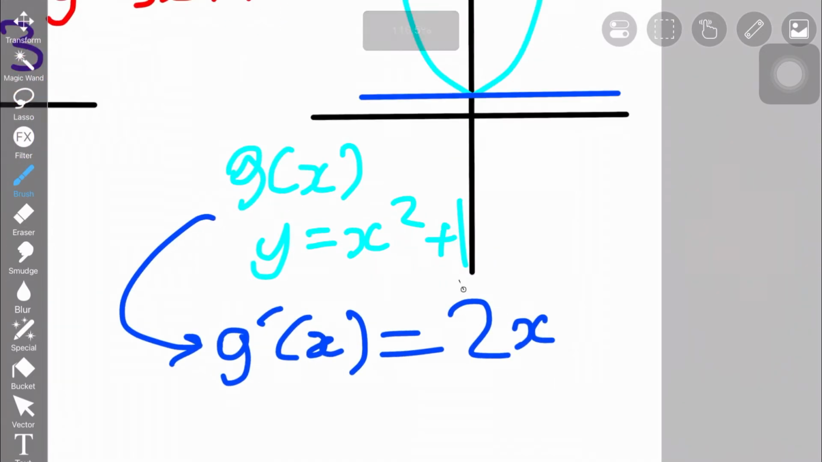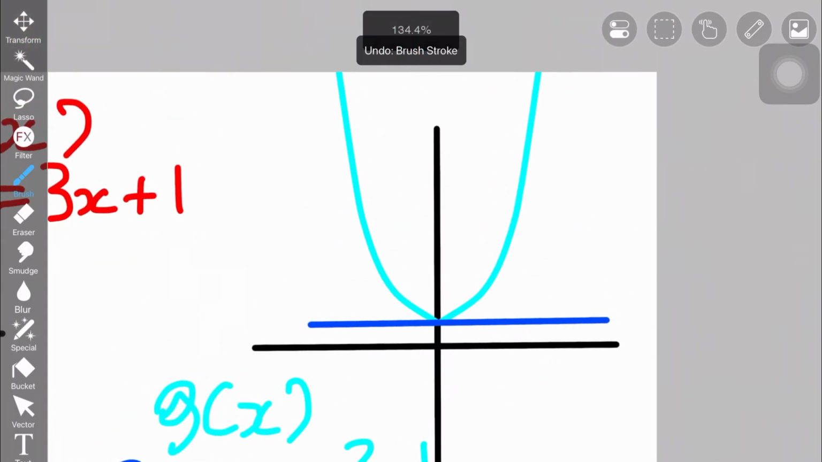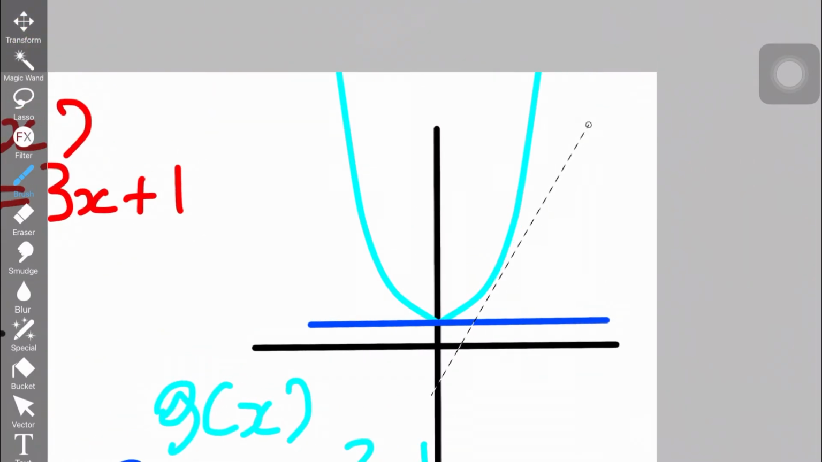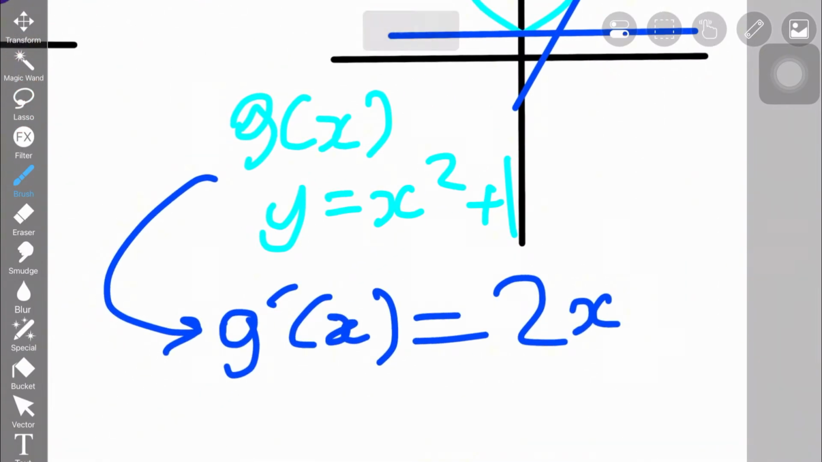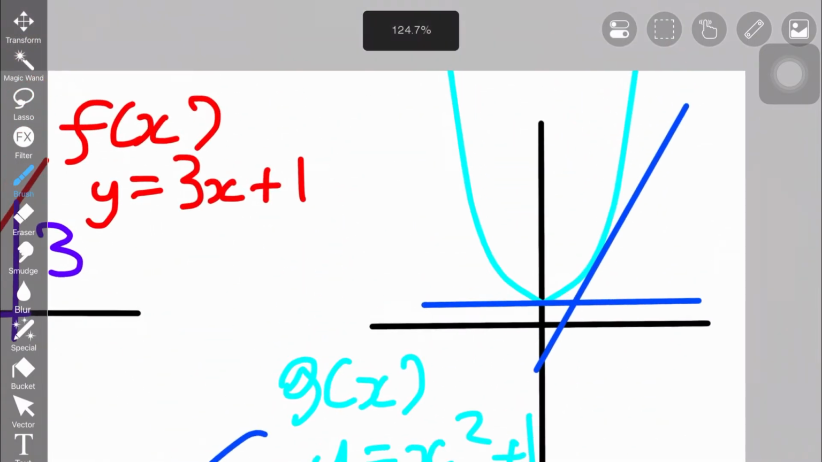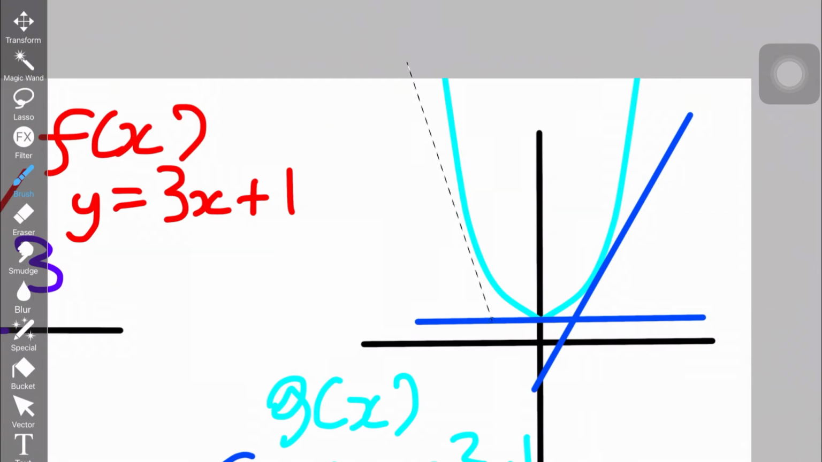Well, it's going to be 2 times 2, it's going to be 4, so maybe something looking more like this, and there you go. It looks exactly like that. Maybe g prime of -2, that's going to be 2 times -2. So it's going to have a gradient of -4, so let's look at that.